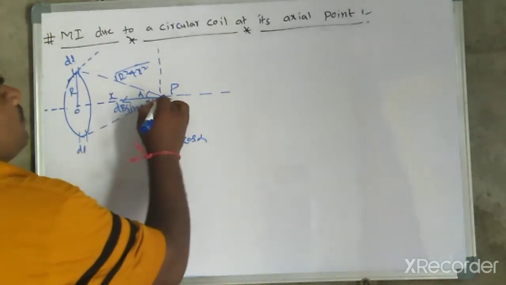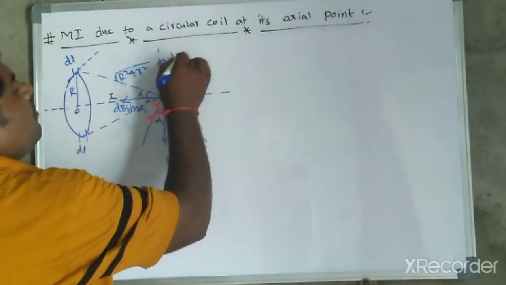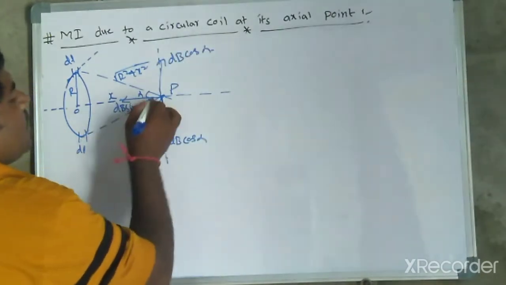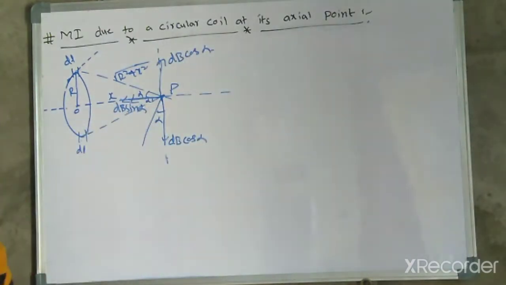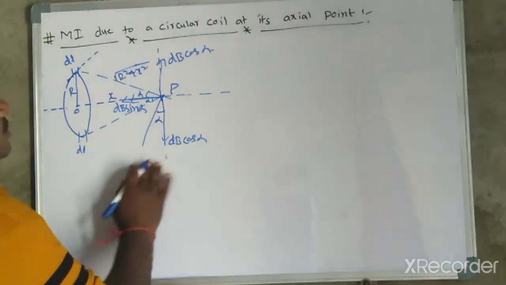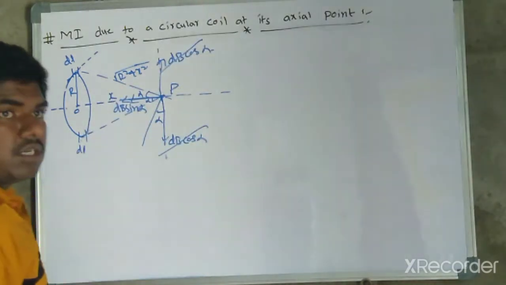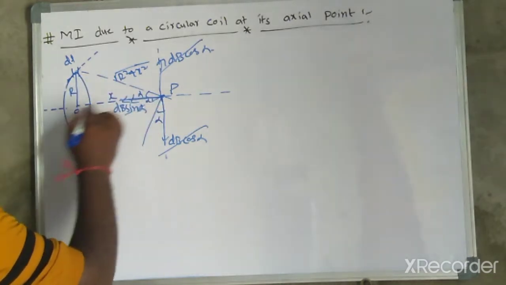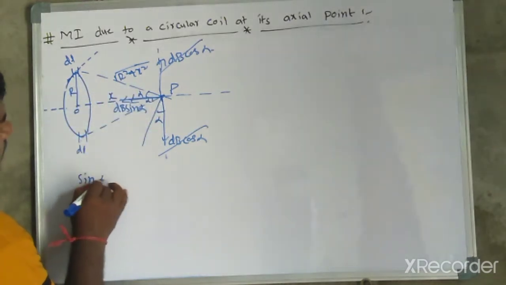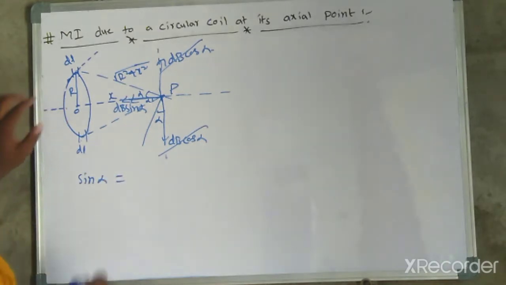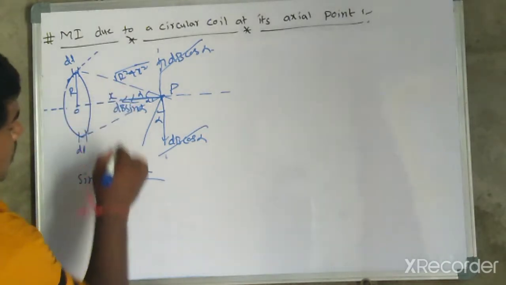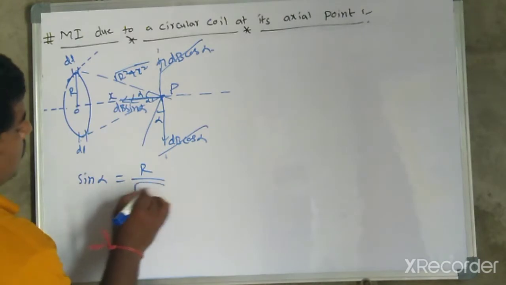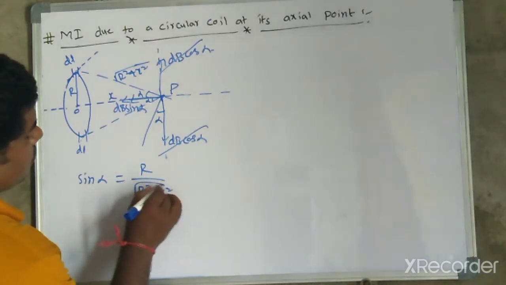Due to the lower side, this is dB cos alpha, and again on this side the same expression, dB sin alpha. These two are equal and opposite magnetic inductions, that's why they cancel each other. Only dB sin alpha exists. From this, sin alpha is equal to opposite r divided by hypotenuse, under root of r square plus x square.